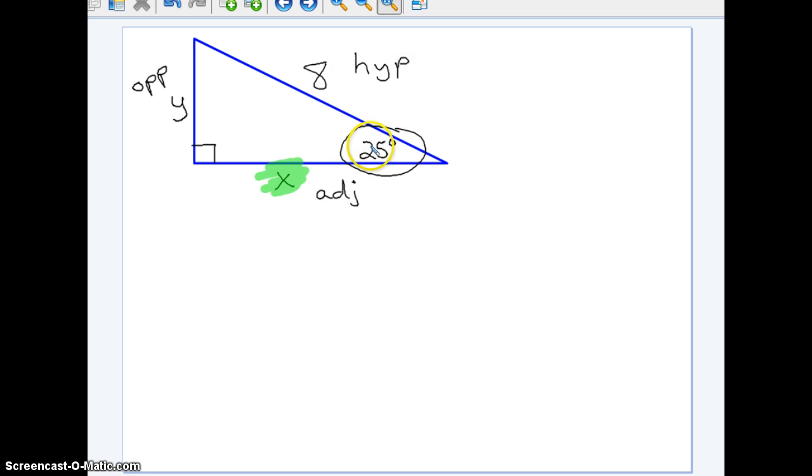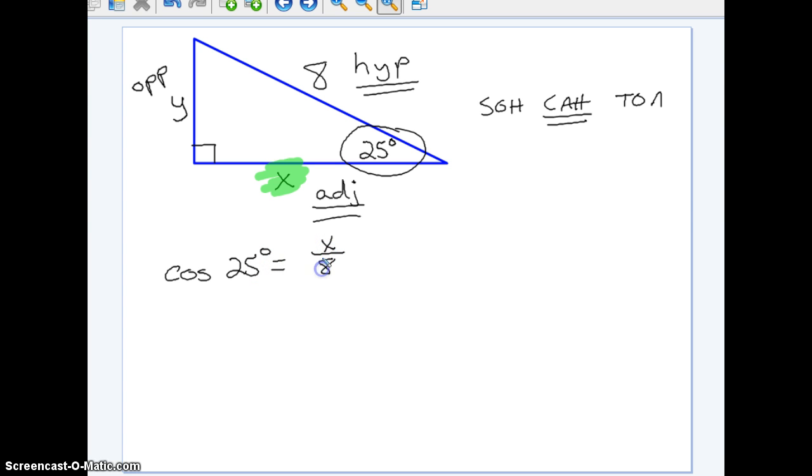So which trig function do we know that deals with adjacent and hypotenuse? We're looking for the adjacent, and we know the hypotenuse, so that tells us which trig function to use. Well, based on the term SOHCAHTOA, we want to use the one that deals with adjacent and hypotenuse. So we're going to use cosine. So here's our equation. Cosine of 25 degrees is the adjacent leg, which is x, over the hypotenuse, which is 8.